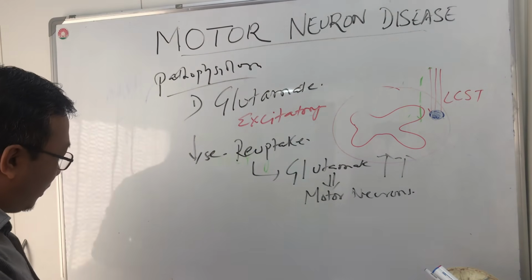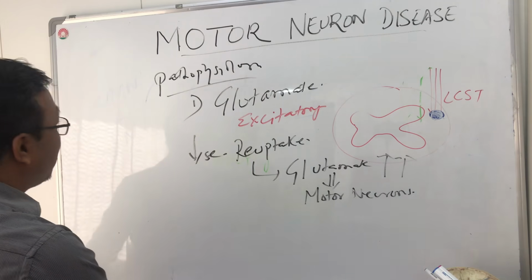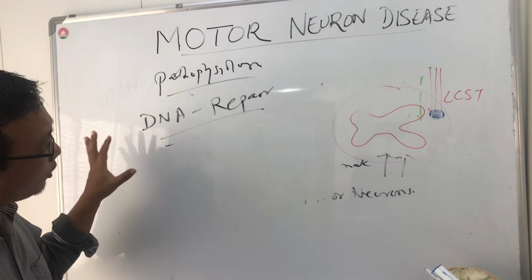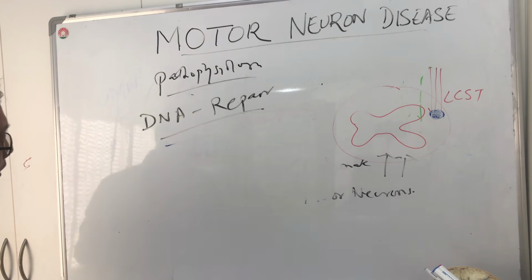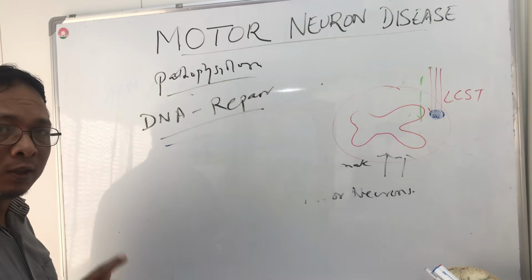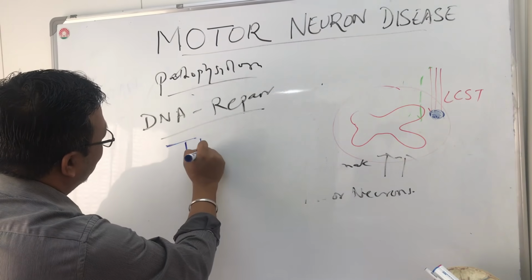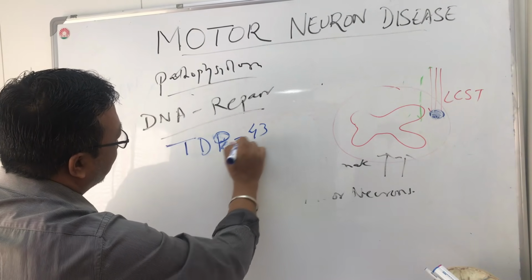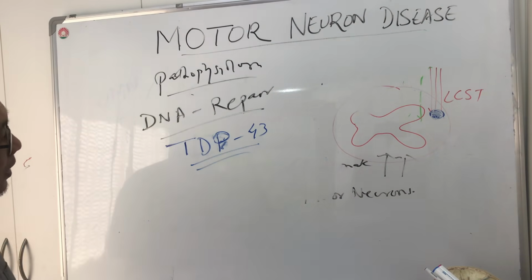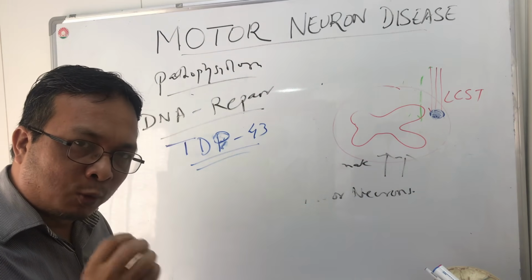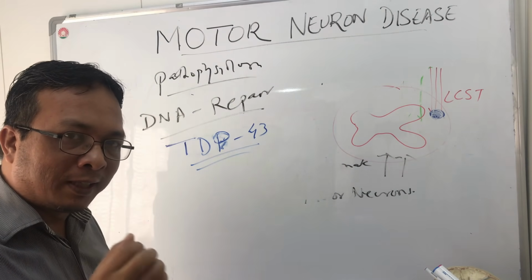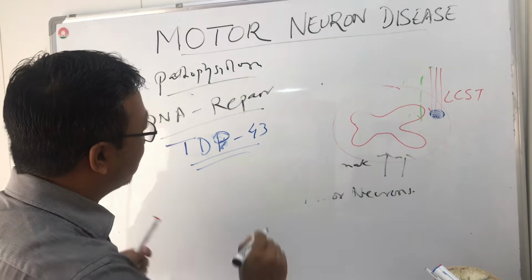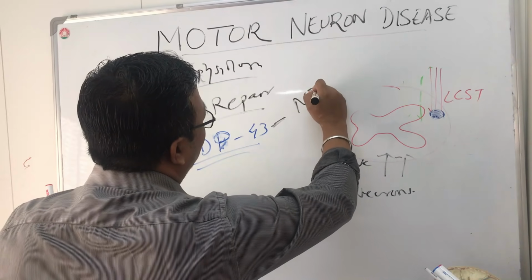This is one theory. The next theory is the DNA repair theory. Let me tell you about the DNA repair mechanism. In our body, there is an important protein called TDP43. They are an important component of our DNA repair, specifically of non-homologous repair.